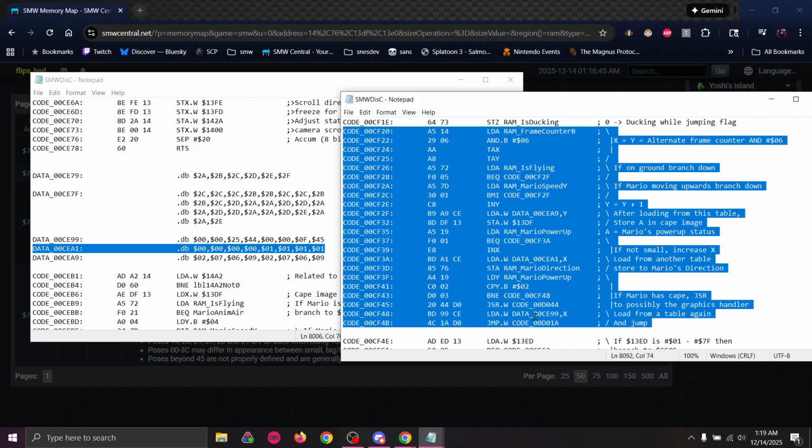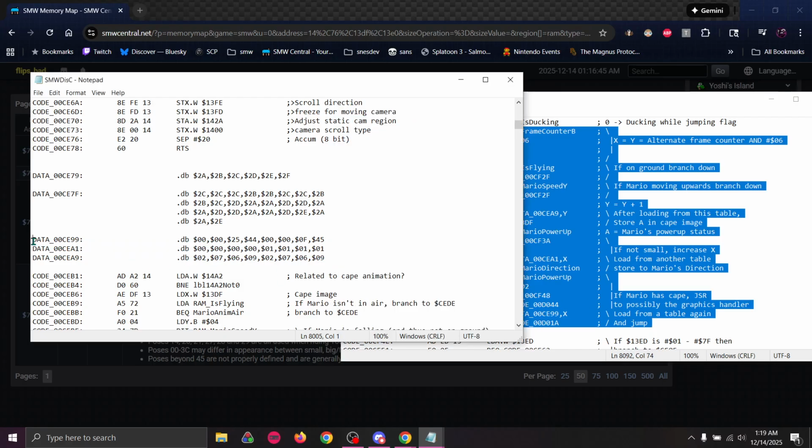It's still going to have the same index in X that it did before this routine. The cape hitbox routine has no effect on what's in X. So we're then basically going to be loading from our final table based on X, and then jumping somewhere else. So let's take a look at this last table.